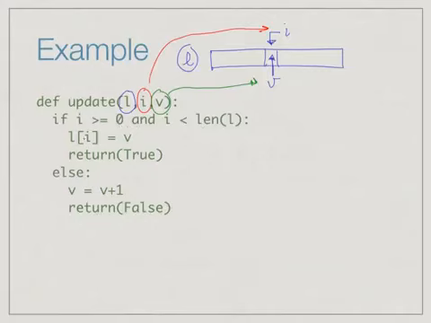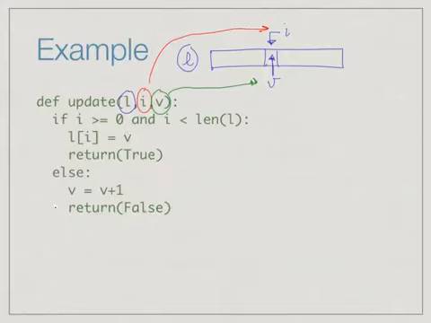If so, what we do is just replace L of i by the value v which we have got, and we return true to indicate that the update succeeded. Now, if i is not in this range, then we can't do an update. So what we will do is effectively return false.